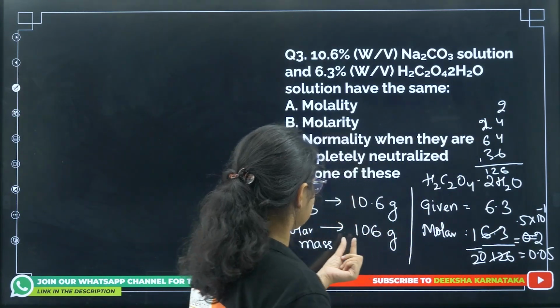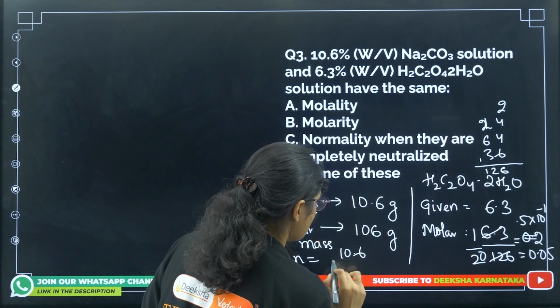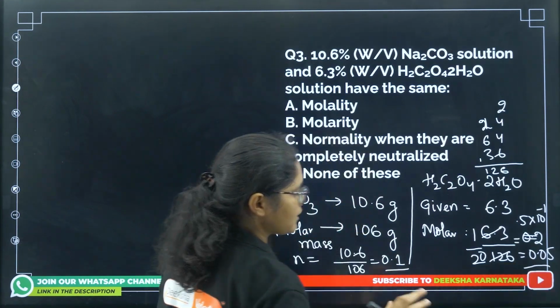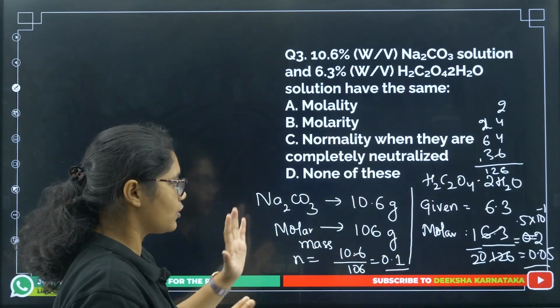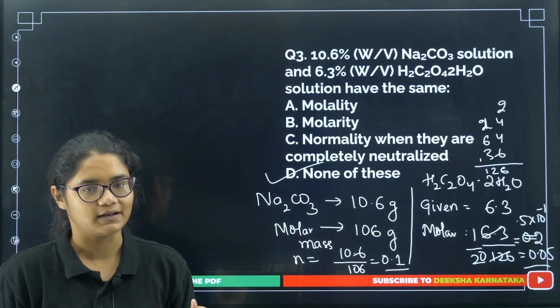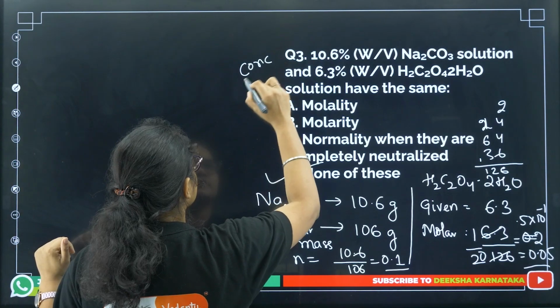So now you see, this moles is how much? If I calculate the number of moles here, 10.6 by 106, so that is 0.1. Because the number of moles are completely different, these three terms cannot be equal. The correct answer for this question will be option D, that is none of these. Okay, very simple question. This question is also from your concentration terms.